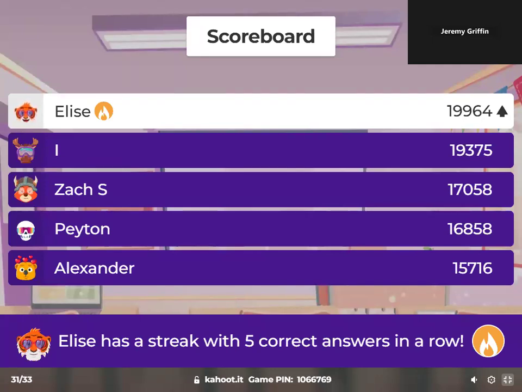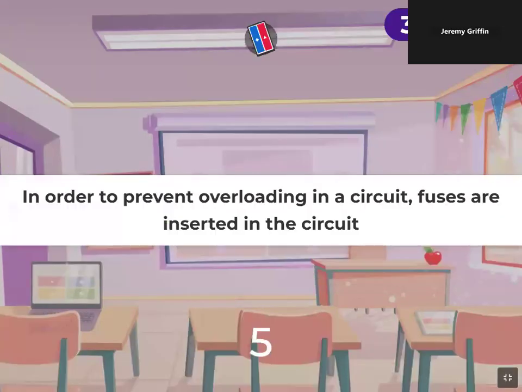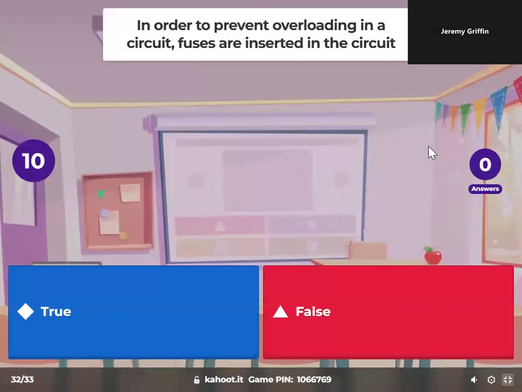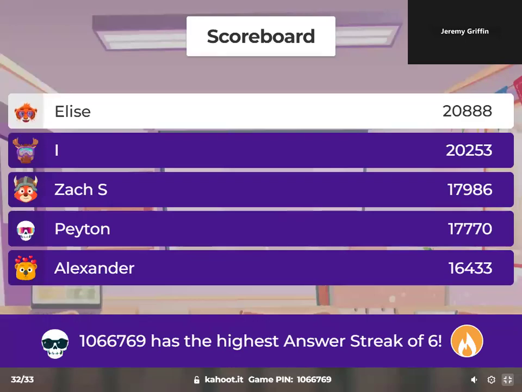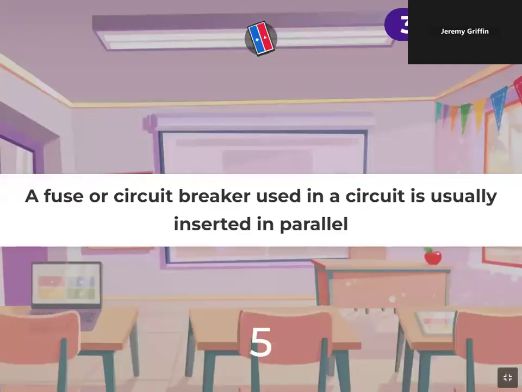Alexander, Peyton, Zach, who's the first? Elise, put her in the top spot. In order to prevent overloading in a circuit, fuses are inserted into the circuit. True. And for the win. Oh, here we go. Alexander, Peyton, Zach, who's the first? Elise. And for the win.